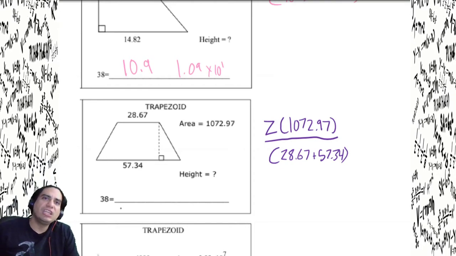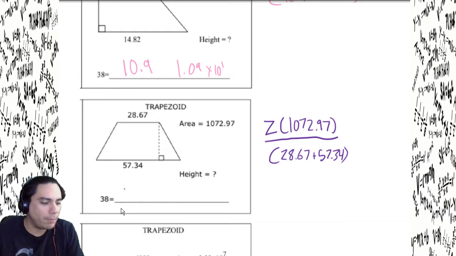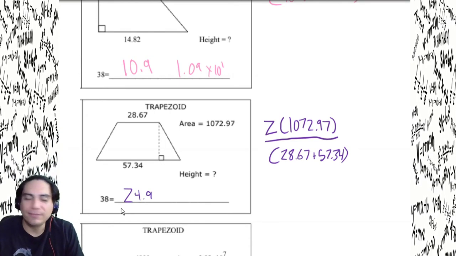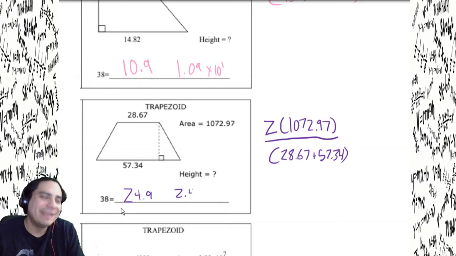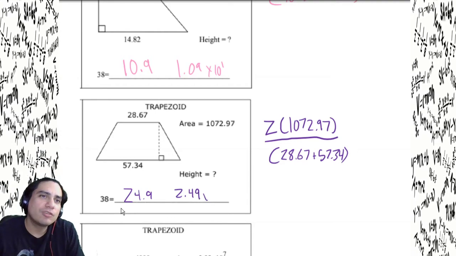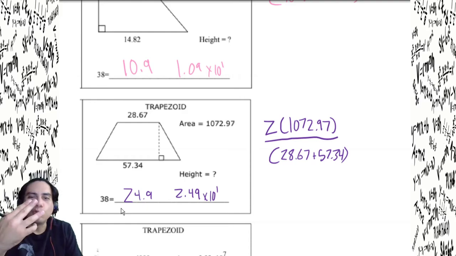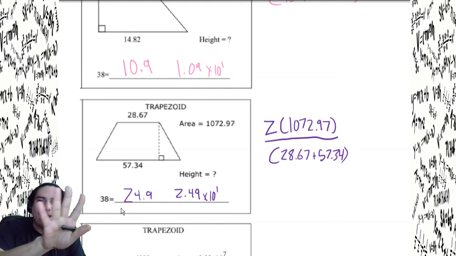So let's go ahead and get this. When you do your correct formula, completely reasonable answer. We got about 24.25. Well, it's almost 25, but it's 24.9.